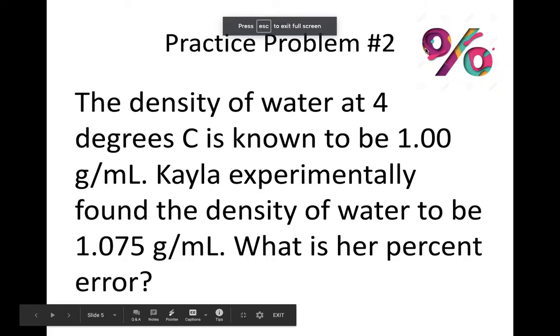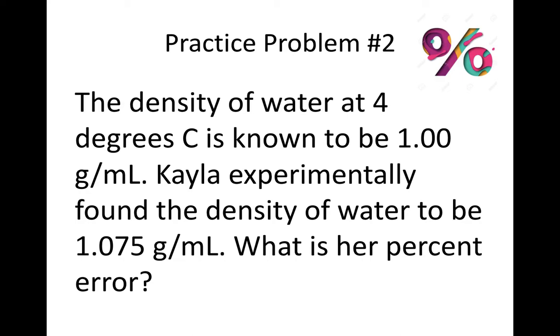Practice problem number 2 says, the density of water at 4 degrees Celsius is known to be 1 gram per milliliter. Kayla experimentally found the density of water to be 1.075. So it's a little bit off. What is her percent error? The first thing that you want to do is identify the experimental and the accepted. Which is the experimental and which is the accepted? Here it tells us that Kayla got 1.075 for the experimental, but it's known to be 1. So 1 is going to be our accepted, 1.075 will be our experimental. So we're going to use that, plug it into our equation and solve.